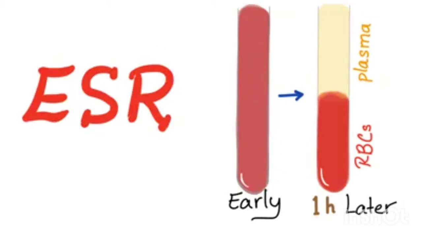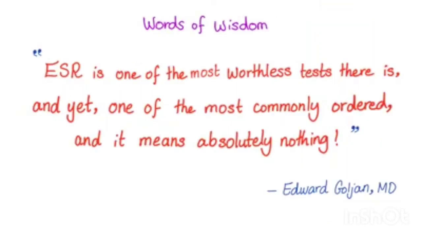So today, let's talk about ESR, a garbage test. Just get your blood in a test tube and wait for like an hour. The red blood cells are going to sediment. You get your ruler that you used to use in 5th grade and measure this distance, and boom, you have your ESR. Useless.